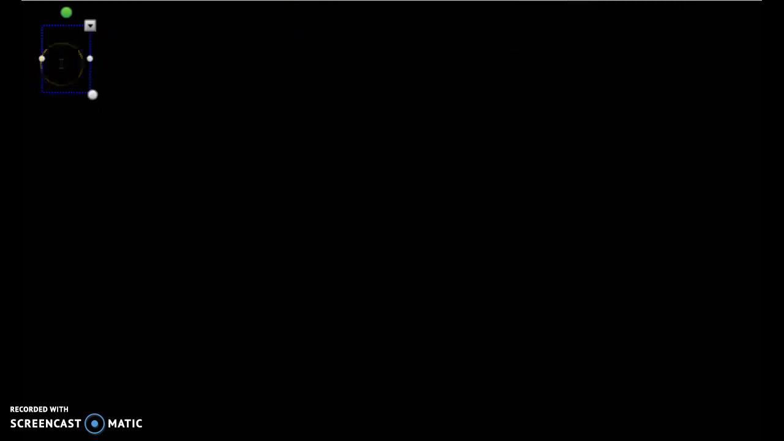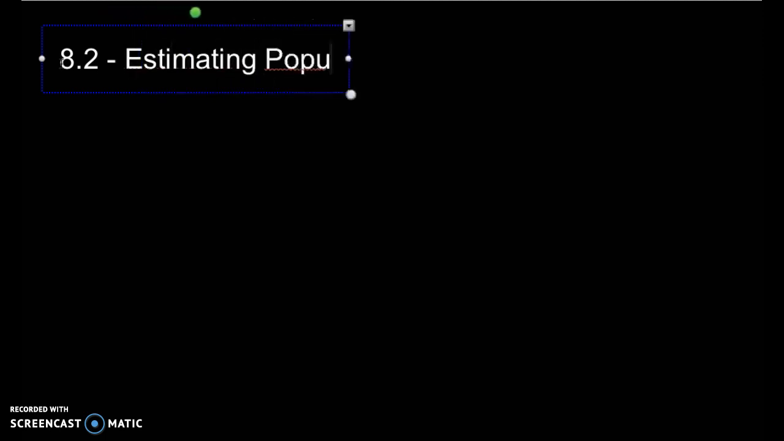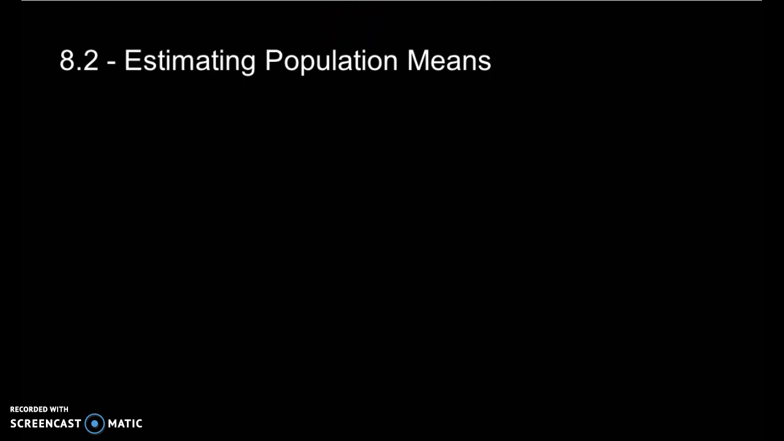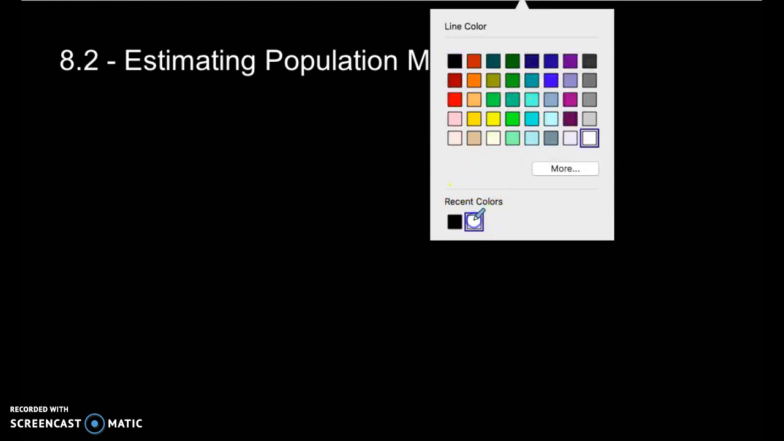Okay, so section 8.2 is on estimating population means. I'm going to do a little flow chart here with you. Let's say that we want to estimate a population mean. We want to find out something about a population. So where do we start? Well, it's easy. We are going to start by doing a sample.